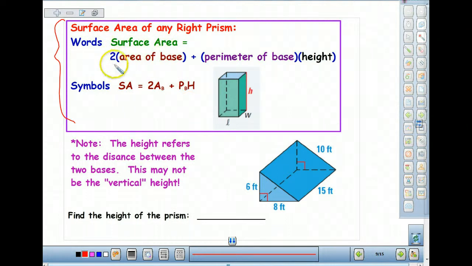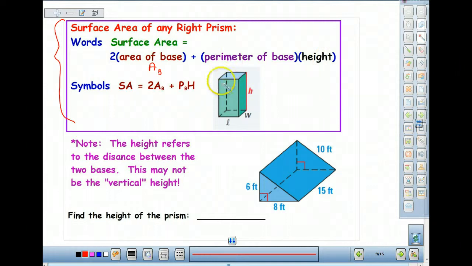Well, first of all, surface area, we've got to take 2 times the area of the base. Okay, and when we're talking about the area of the base, we write it as the area and then sub b. So area and then that b means of the base. Okay, so 2 times the area of the base, plus we're going to take the perimeter of the base. That's what that PB means, perimeter of the base, times the height.